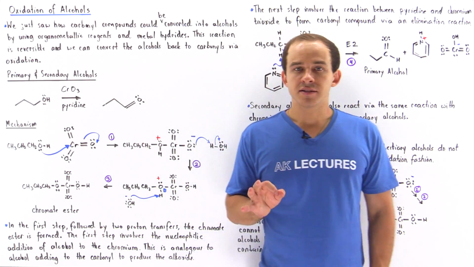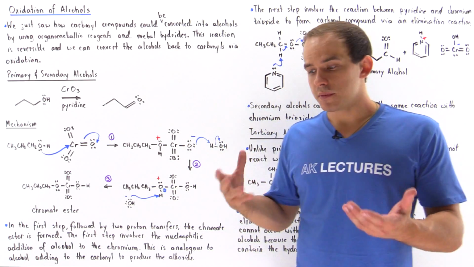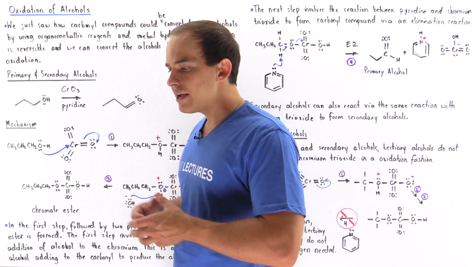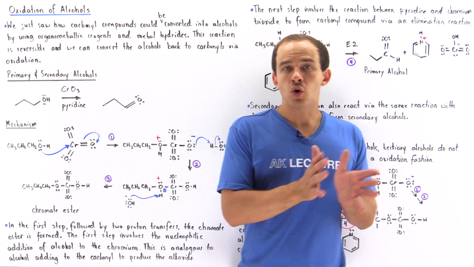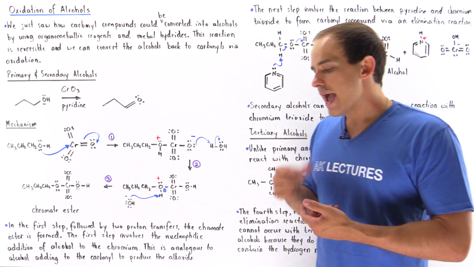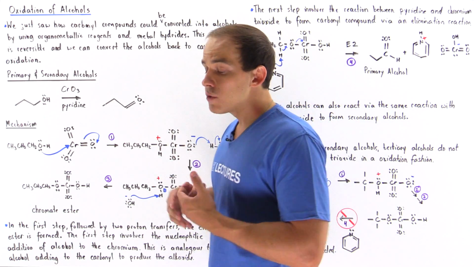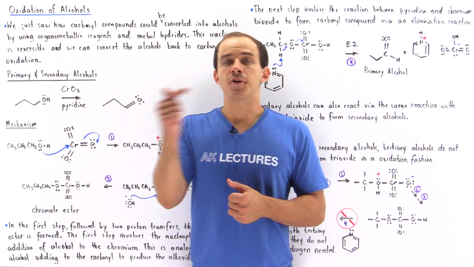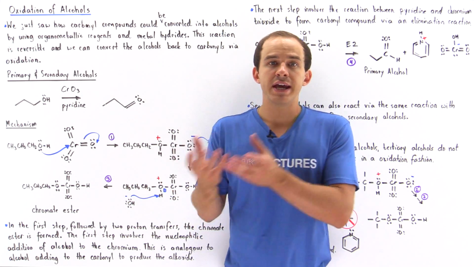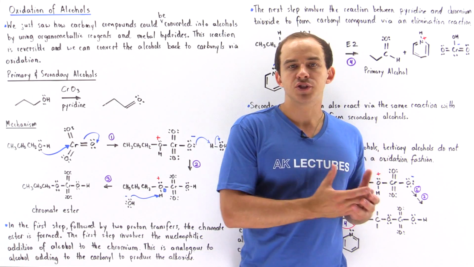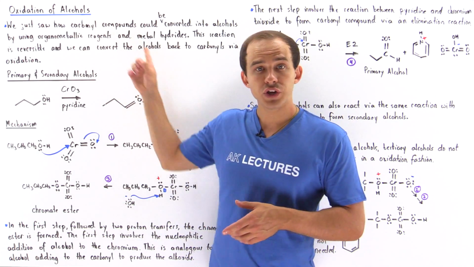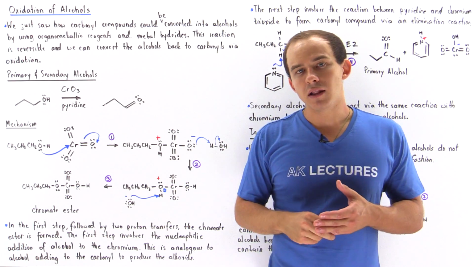We just discussed how we can transform our carbonyl molecules using organometallic reagents and metal hydrides into their alcohol counterparts, such as the methyl primary, secondary, and tertiary alcohols. Now, we're going to discuss the reverse process, that is, transforming our alcohols into the carbonyl counterpart. This is known as the oxidation of alcohols into the carbonyl molecule.